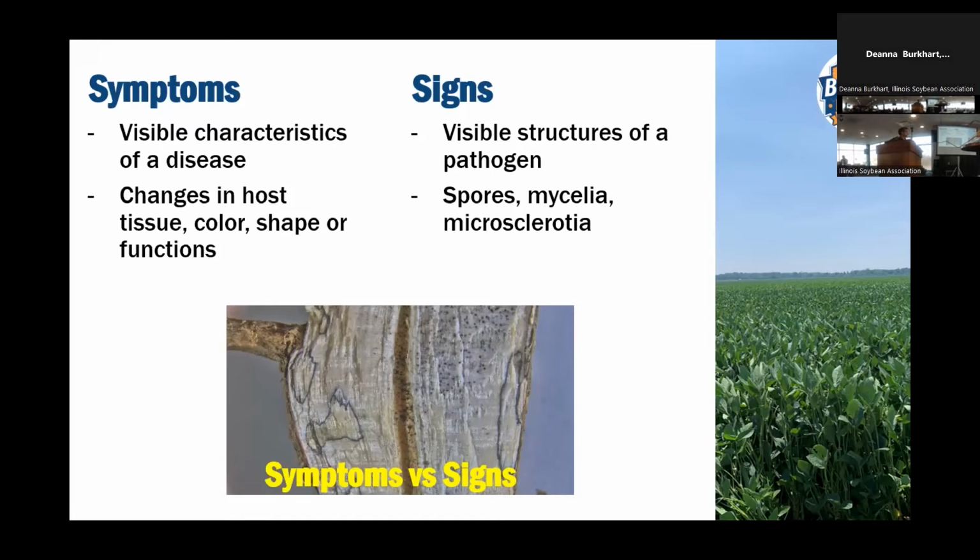So for stem disease, we have symptoms, which are the visible characteristics of disease. There are changes in the host tissue, color, shape, or function. And you have the signs of disease, which are the visible or physical extrusions of a pathogen, like spores, mycelia, or microsclerotia. Here in this picture, we can see both on this split stem of soybean. We have long lines on the skin, which is a symptom, and you have signs. You can see those little black dots over here. It's actually the fungi.